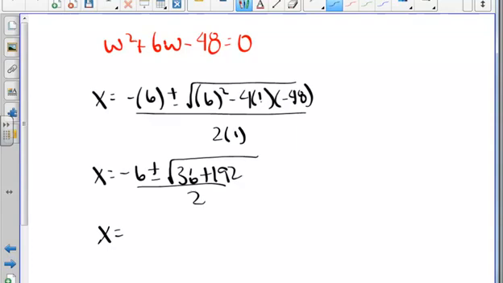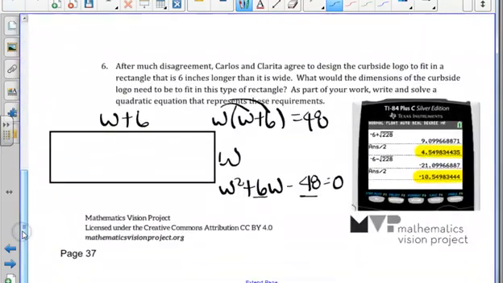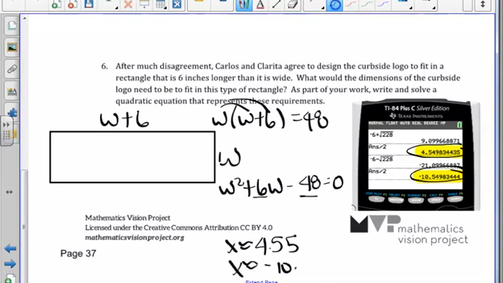36 plus 192 is the square root of 228. Now the square root of 228 is not a nice perfect square. If we go back here, I've already typed that in my calculator, -6 plus the square root of 228 divided by 2. One of my solutions here, highlighted, should be approximately 4.55, and x should also be approximately -10.55. But once again, we can't have negative length. So Carlos and Clarita must make sure that one of the dimensions, the width, will be approximately 4.55 inches.